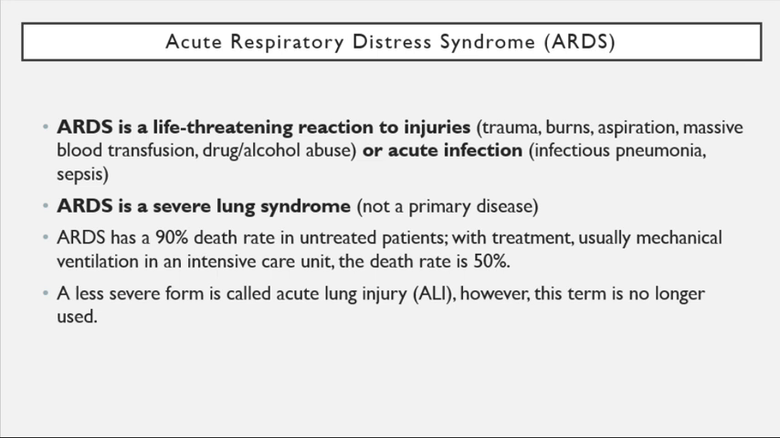You have this acute respiratory distress syndrome. You can't breathe very well because all the fluid is in your lungs. But all the damage is caused by the immune system. It's not caused by the virus. So it's a secondary, where does it say it? It's not a primary disease, right? Mm-hmm. So the goal would be then to get the fluid out of the lungs, and you can try mechanical ventilation. A less severe form is called acute lung injury. This term is no longer really used, though.